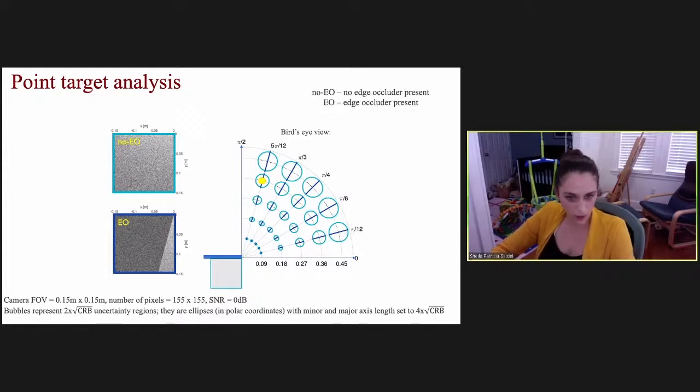I also just want to point out that as you move deeper into the scene in angle, like over here, the range uncertainty is actually greater with the edge in place. That's because if you look at that measurement in the bottom left, you can see there are fewer pixels actually affected by that point target. And so it's more difficult to use the radial falloff patterns to discern the target range.